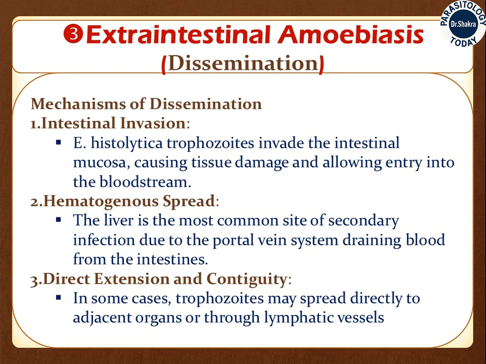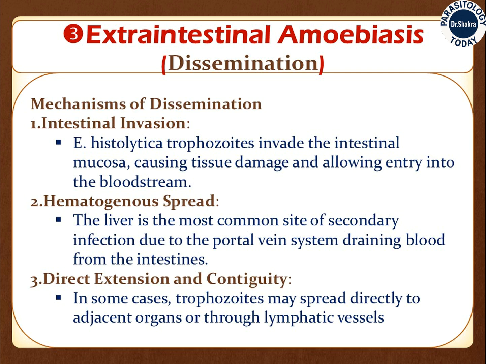Extraintestinal amoebiasis. Mechanisms of dissemination. Extraintestinal amoebiasis occurs when Entamoeba histolytica trophozoites disseminate beyond the intestinal tract. The primary mechanisms of dissemination include: 1. Intestinal invasion. Entamoeba histolytica trophozoites invade the intestinal mucosa, causing tissue damage and inflammation. This invasion disrupts the mucosal barrier, allowing trophozoites to enter the bloodstream.